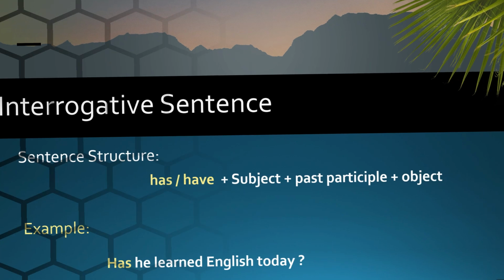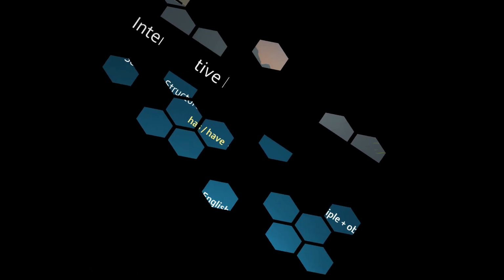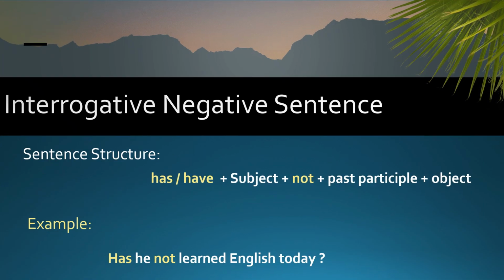Let's check interrogative negative sentence. Interrogative negative sentence structure: has, have plus subject plus not plus past participle plus object. This is the structure of interrogative negative sentence. Example, has he not learned English today?